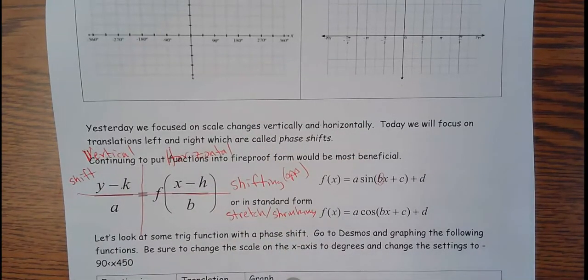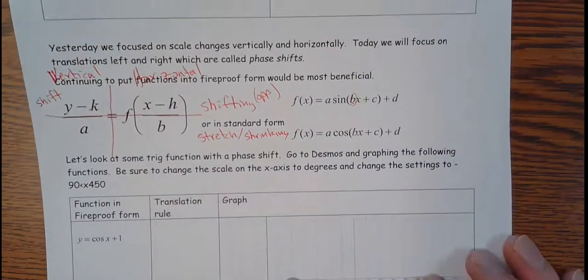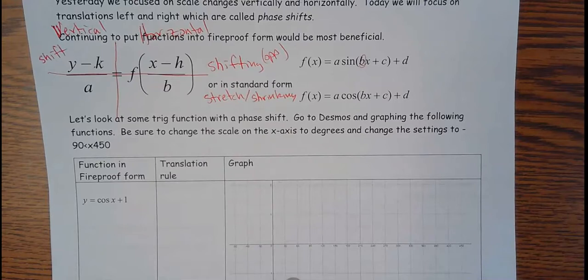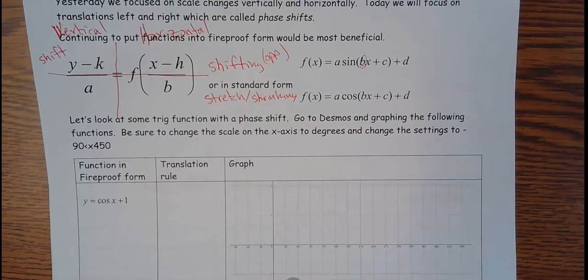So let's look at some trig functions with a phase shift. If you go to Desmos, you can graph the following functions if you want to. Be sure to change the scale. Remember, you can just go to settings and change these values. I'm just going to graph it as it is. If you want to pause real quick, you can pause it, graph it, and look at it and say, what just happened? What does putting a +1 on the end do to that?